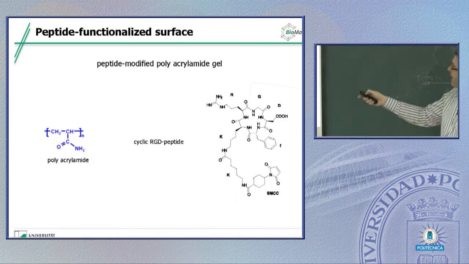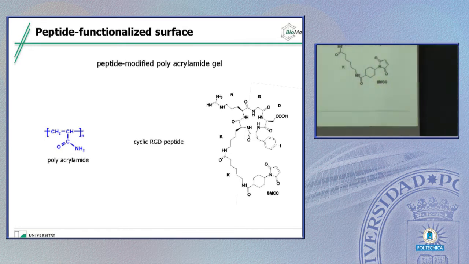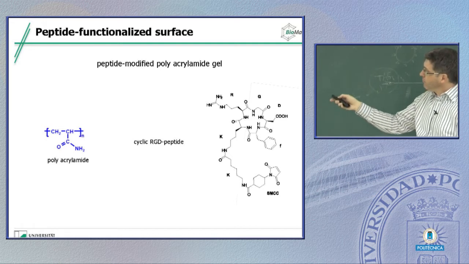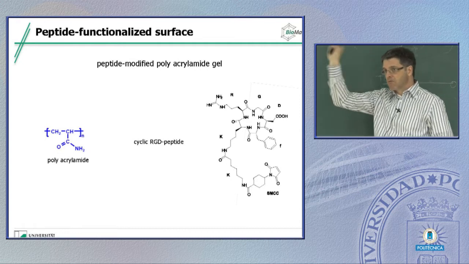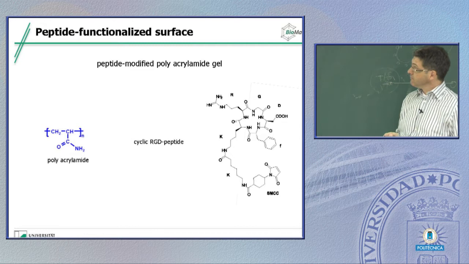But I think they tested different types of rings. Of course, you can make the ring bigger or smaller. And so this is supposed to be the best performing cyclic peptide. But there have been hundreds of studies on how to make that. But I'm not an expert in that.